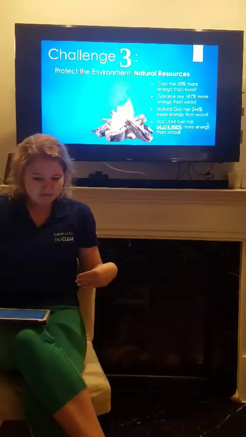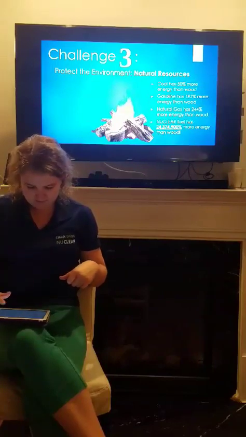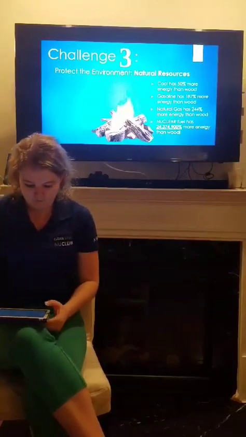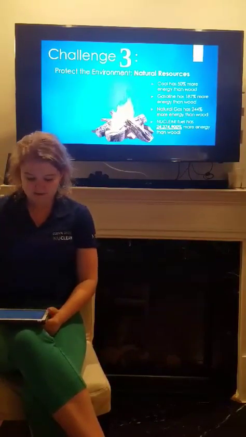So it might surprise you, but nuclear has 24 million, yes, 24 million% more energy than wood. So it has way more energy than wood, or any of these other types of fuel.